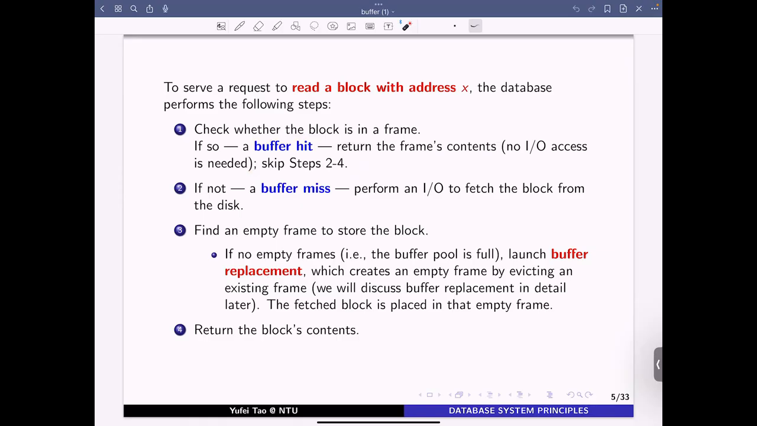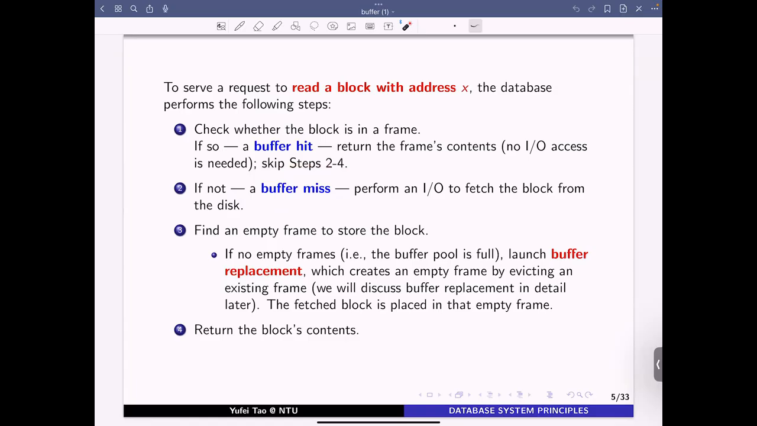Well, things get a little trickier if this is not the case. Let's say the block is currently not in the buffer pool. Then, of course, the database will have to do the dirty work, the hard work. It will have to go to the disk to perform an I/O so that the contents of the block can be fetched from the disk, right? So 10 milliseconds out. In this case, we say that we've got a buffer miss.